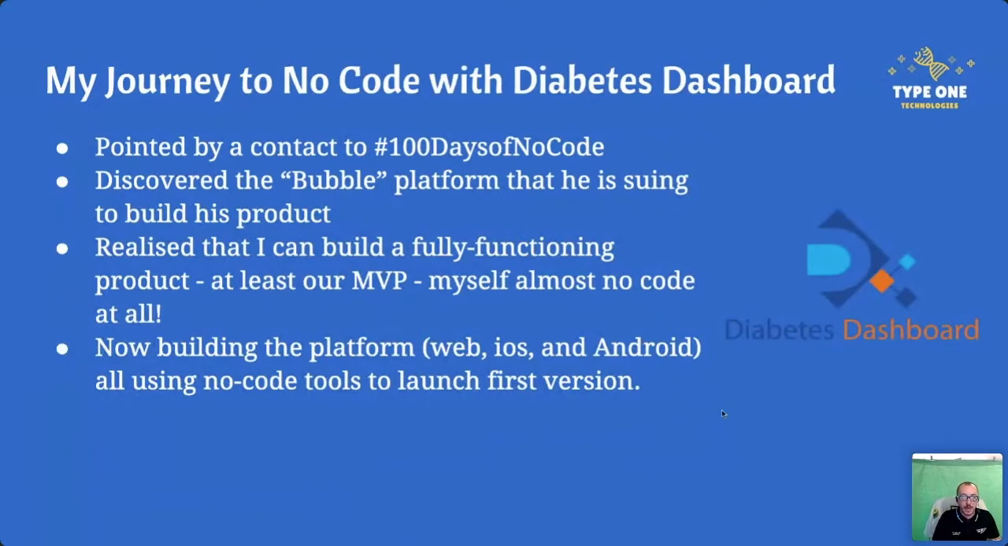So there's something called 100 Days of No Code. 100 Days of No Code is just a bit of a community, really, that's together trying to see what you can build without writing code in 100 days. It sort of is what it sounds like. And I discovered that he's using the Bubble platform to build his product. And there's a bit of a typo there. He's using it. He's not suing them. Little typos can make a big difference to what you're trying to say there.